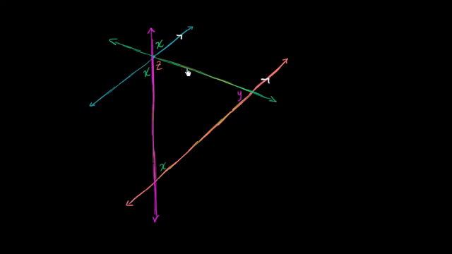What angle does it correspond to up here? Well, this is kind of on the left side of the intersection. It corresponds to this angle right over here where the green transversal intersects the blue parallel line. Well, what angle is vertical to it? Well, this angle. So this is going to have measure y as well.